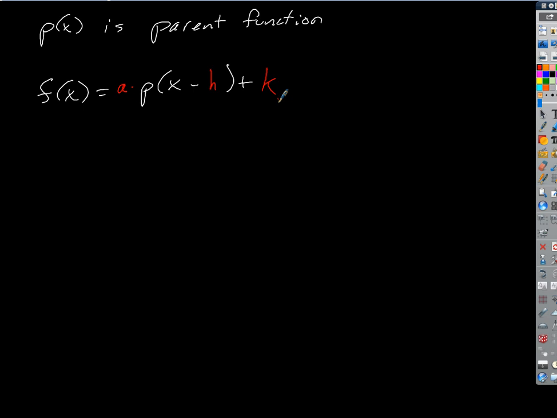A can, if it's negative, reflect vertically, right? Positive, it doesn't. If its absolute value is bigger than 1, it's going to stretch vertically. If its absolute value is less than 1, it's going to compress. So we could call A the dilation factor, right?